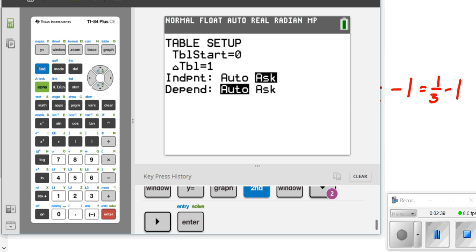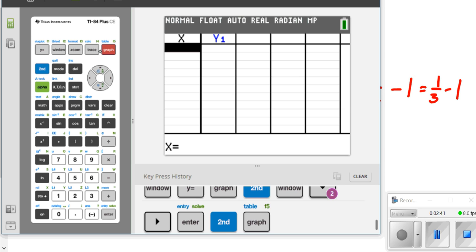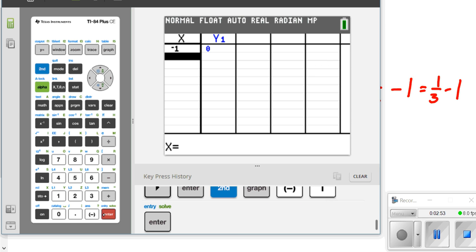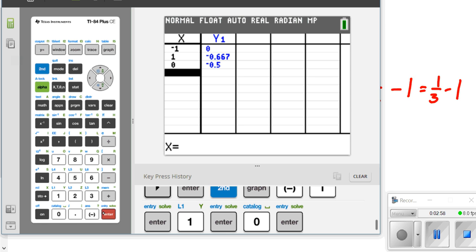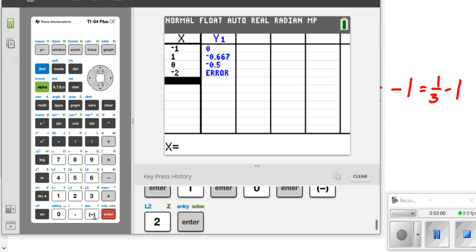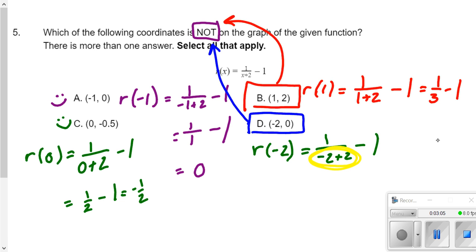And then if you do table, which is on the same key as graph, then you have just a blank XY chart. And so this question asked me to find out things about x being -1. It asked me about x being 1. It asked me about x equal to 0. And it asked me about x equal to -2. And then I can compare this table with the points that were given in the problem, and the ones that match are true, and the ones that don't match are false. So it's a nice way to do the question as well.